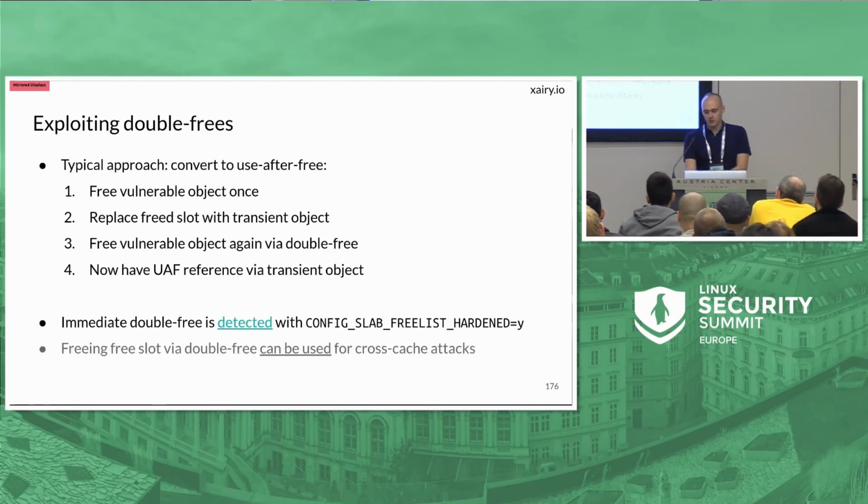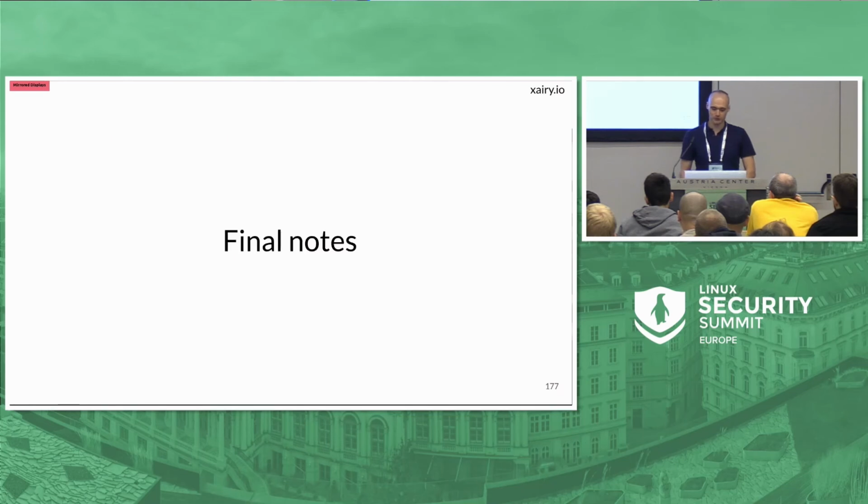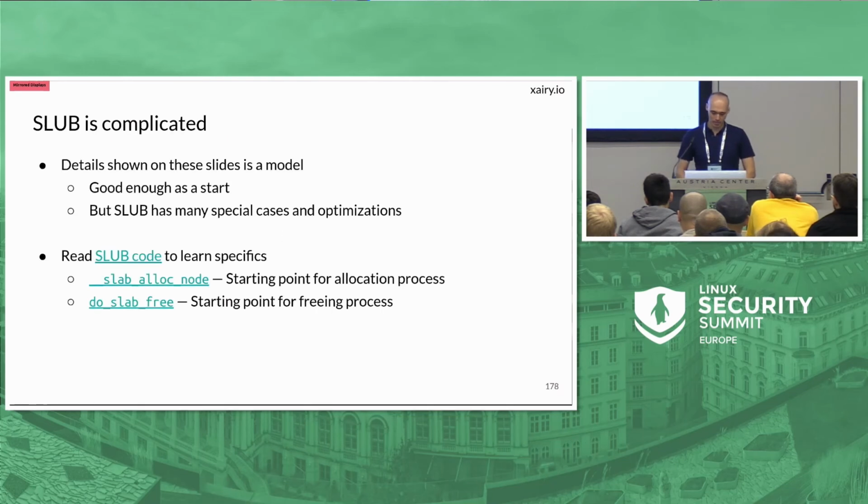All right, some notes about double free. Just briefly, typically what people do with a double free is turn it into use after free. So you free a slot once, replace it with some kind of object, free it again. At this point, you have a reference to the object and you trigger use after free. I'm already out of time, so I'm not going to go through that in a lot of detail.